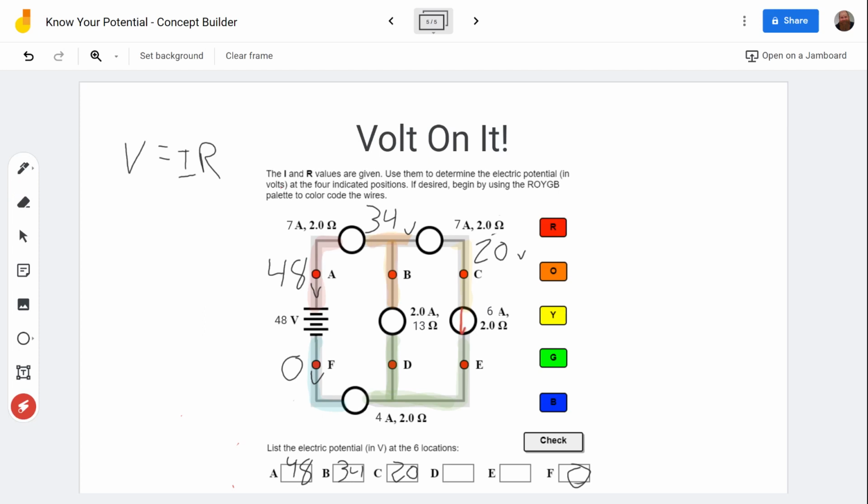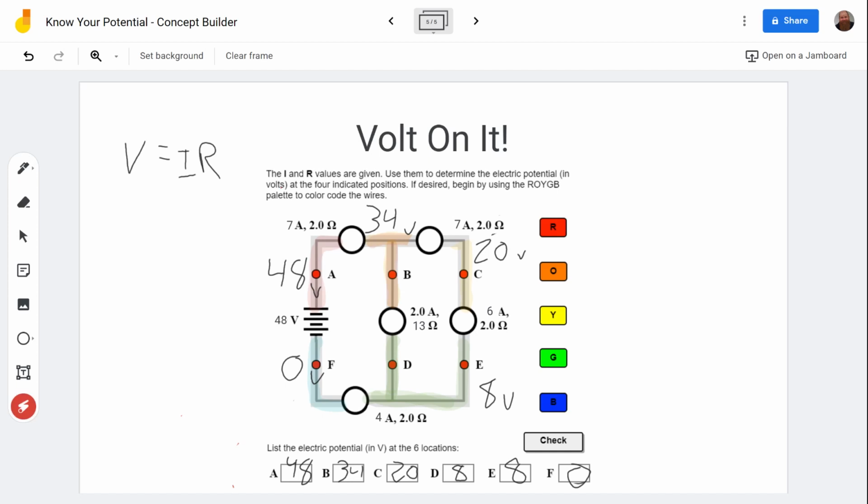And as we go through this next light bulb, we're going to lose energy. The charges lose it, but it becomes light and heat. 6 amps times 2 ohms, that's 12 volts lost. So that leaves us with 8 volts right here. And notice D and E are both in this green section of 8 volts.